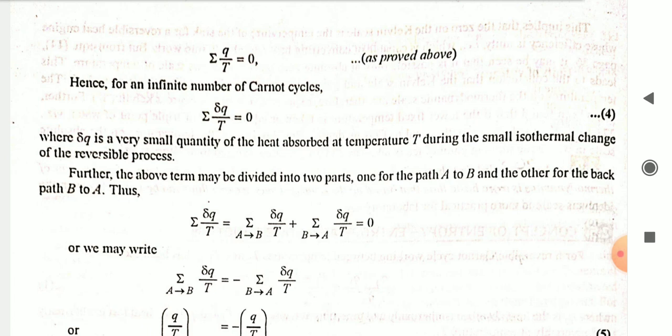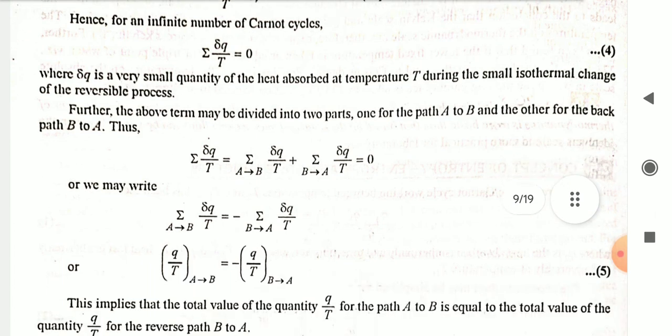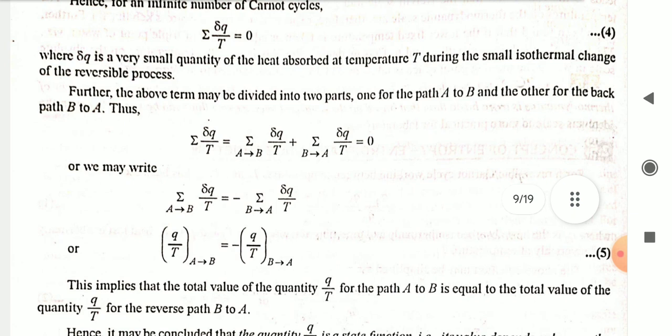This equation, summation del Q by T, is equal to summation A to B del Q by T plus summation B to A del Q by T, is equal to 0. Or we can write summation A to B del Q by T is equal to negative of summation B to A del Q by T. This implies that the total value of the quantity Q by T for the path A to B is equal to the negative of the total value of the quantity Q by T for the reverse path B to A.